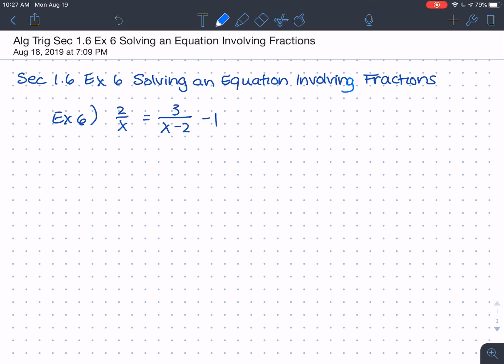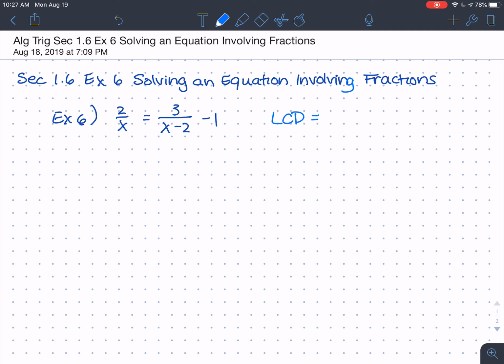Okay, so now we're going to go ahead and solve an equation involving fractions. And this would be a lot easier if there weren't fractions in the problem, so let's get rid of the fractions. In order to do that, the basic idea is find the LCD, multiply both sides of the equation by the LCD, and your fractions will magically disappear. So let's do it.